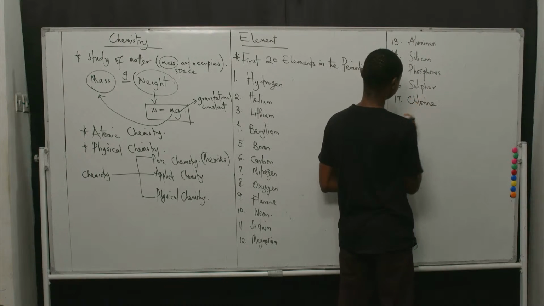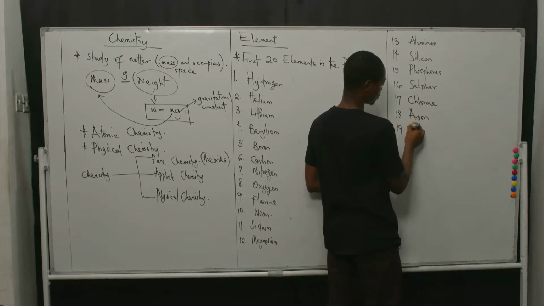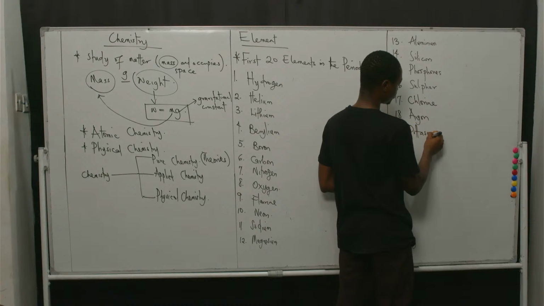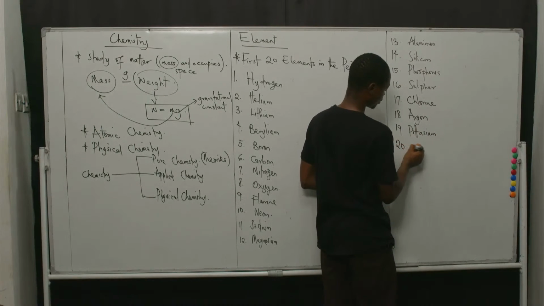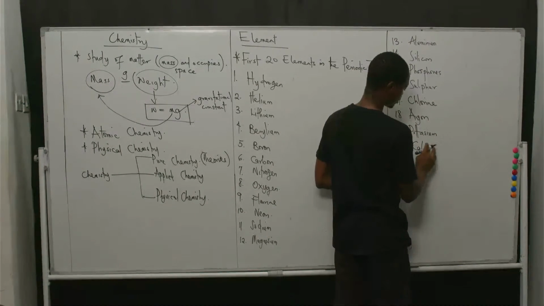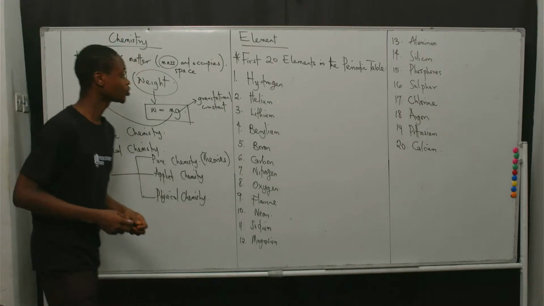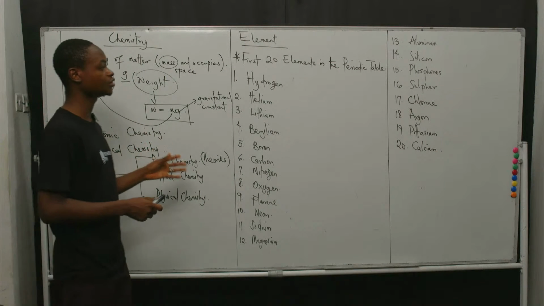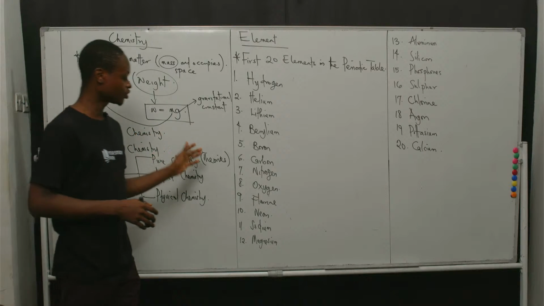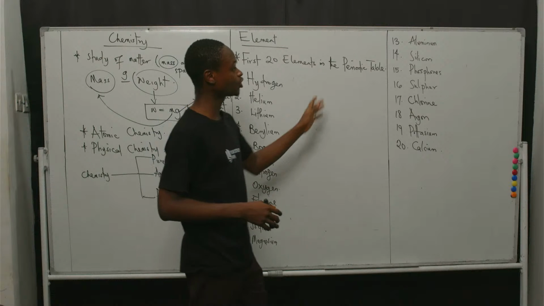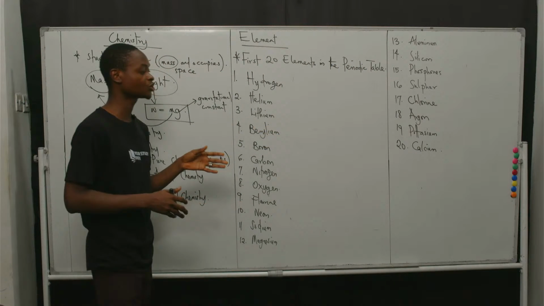Argon, potassium, calcium. So here we have our first 20 elements in the periodic table. Hydrogen, helium, lithium, beryllium, boron, carbon, nitrogen, oxygen, fluorine, neon, sodium, magnesium, aluminium, silicon, phosphorus, sulfur, chlorine, argon, potassium, calcium.